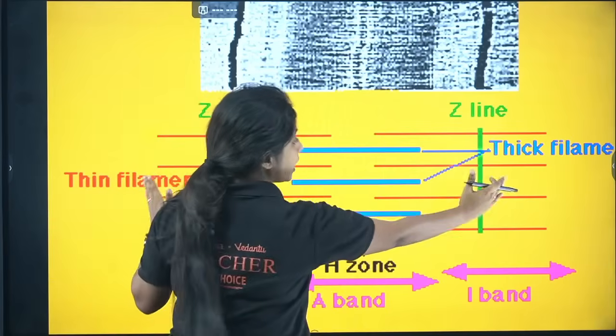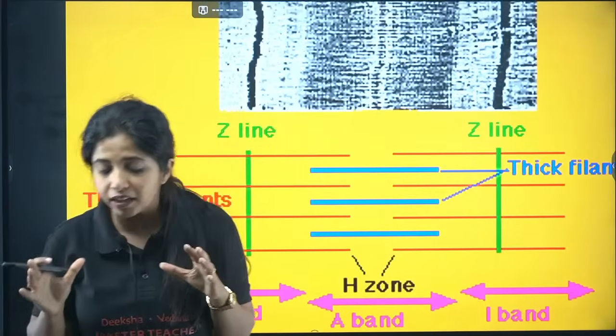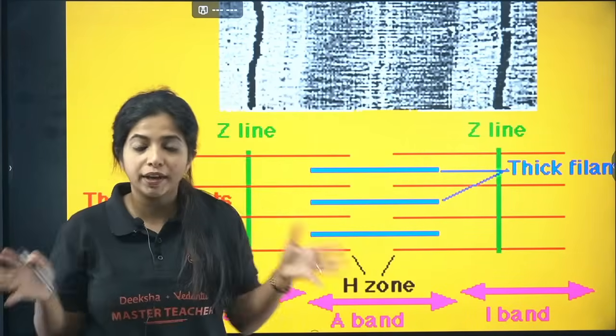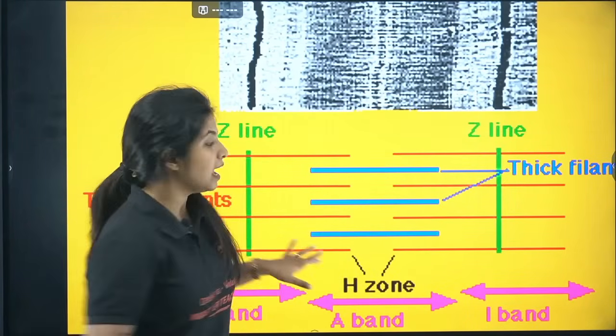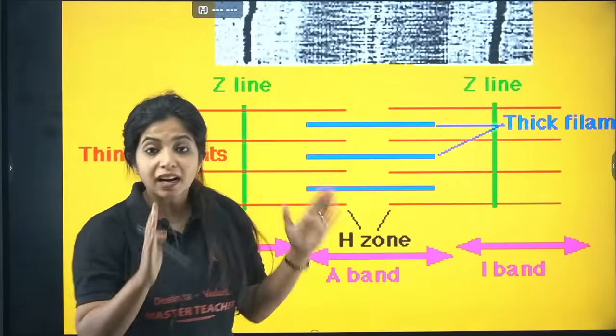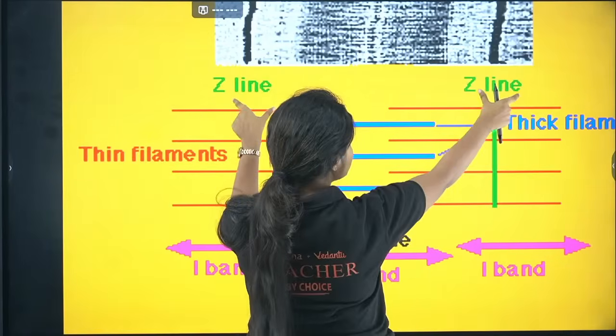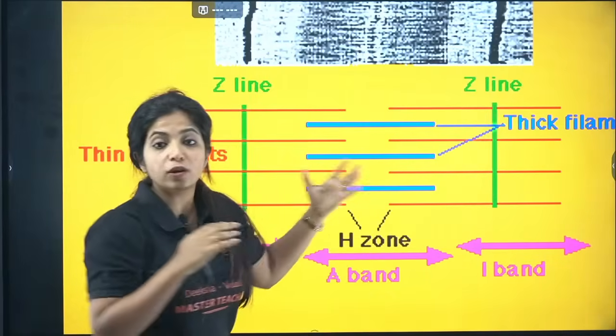On the other sides, what do you have? You have actin. Actin are the light filaments out there. So actin and myosin together form all the things out there, and this is known as sarcomere. Sarcomere is the unit which is there between two Z lines, and in between that all of this is happening.